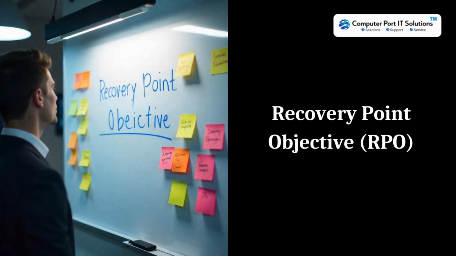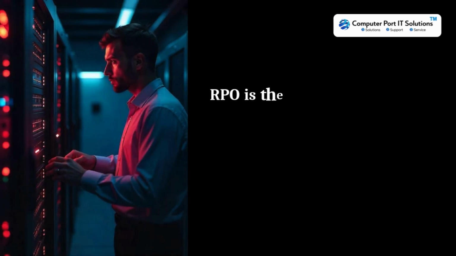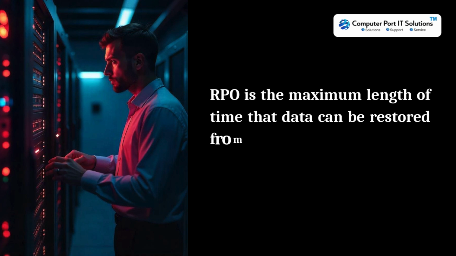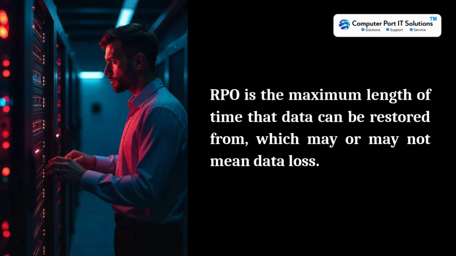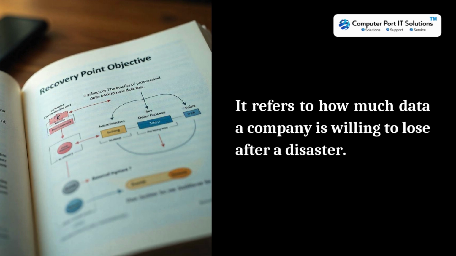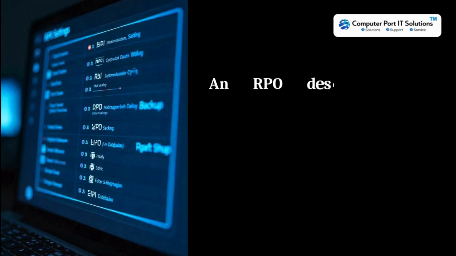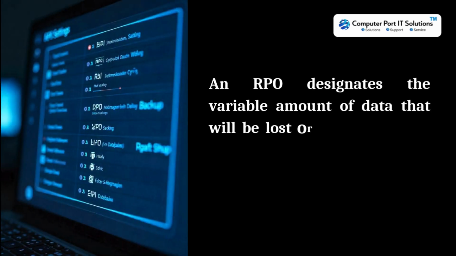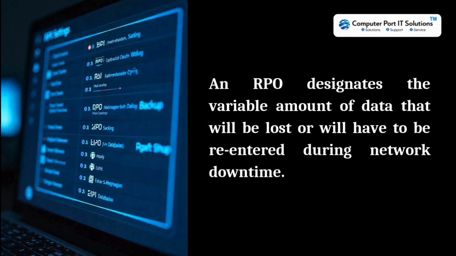Recovery Point Objective, RPO. RPO is the maximum length of time that data can be restored from, which may or may not mean data loss. It refers to how much data a company is willing to lose after a disaster. An RPO designates the variable amount of data that will be lost or will have to be re-entered during network downtime.